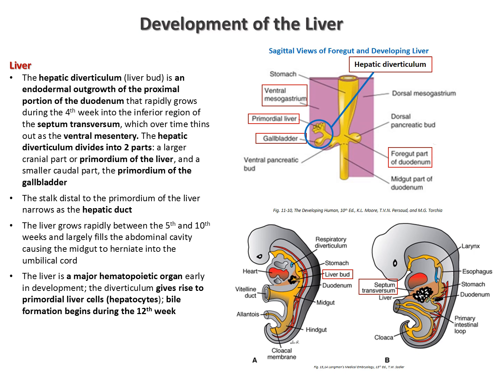The liver grows rapidly between the 5th and 10th weeks and largely fills the abdominal cavity, causing the midgut to herniate into the umbilical cord. The liver is a major hemopoietic organ early in development. The hepatic diverticulum gives rise to the primitive hepatocytes, or the liver cells, and bile formation begins during the 12th week.